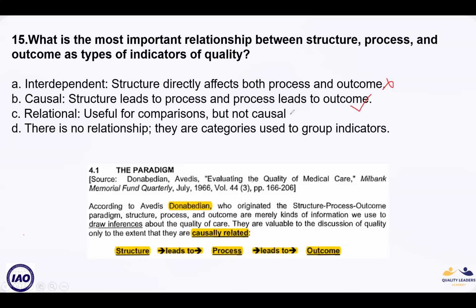Relational, useful for comparisons but not causal. This is also factually wrong. There is no relationship, there are categories used to group indicators. No. So the right answer is option B, causal relationship. They are causally related. Okay.